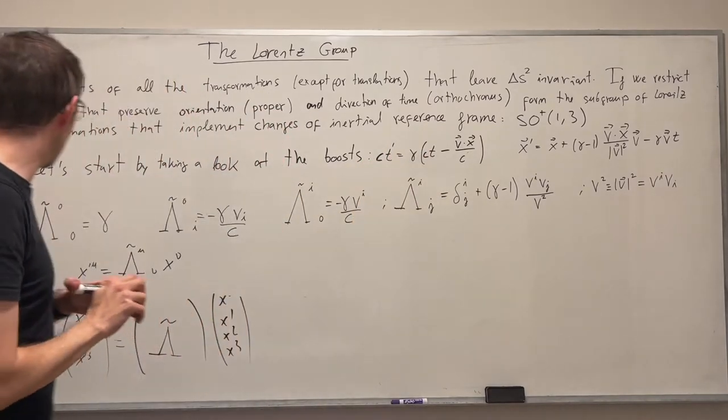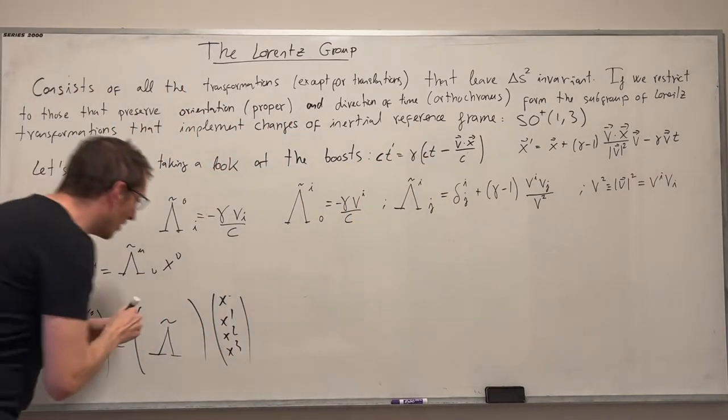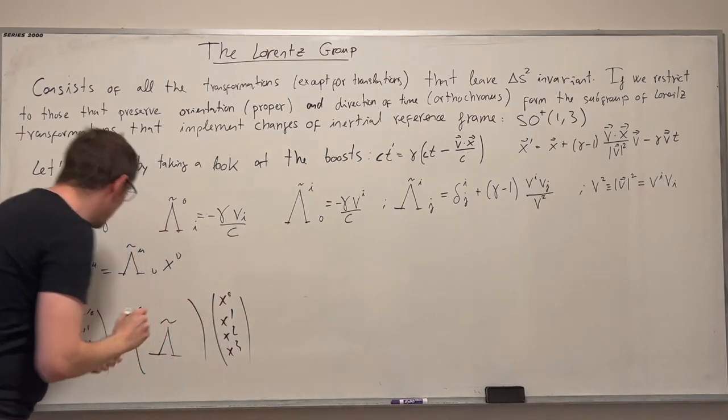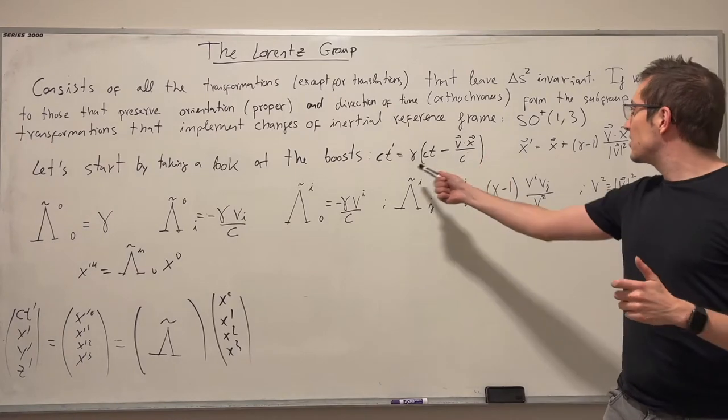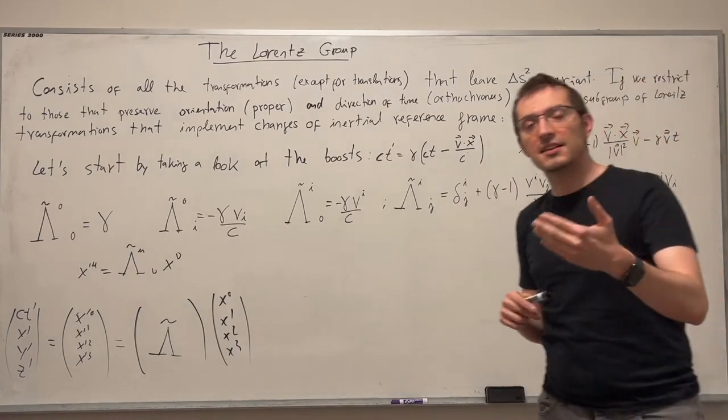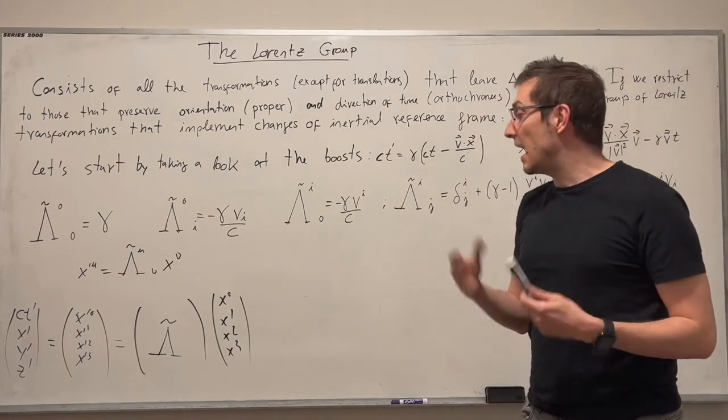That's just why, because we're going to try to write more covariantly as we go. And if we write covariantly, remember that x0 is the ct component, all right? Of course, these are linear transformations, and as such, can be represented by matrices.